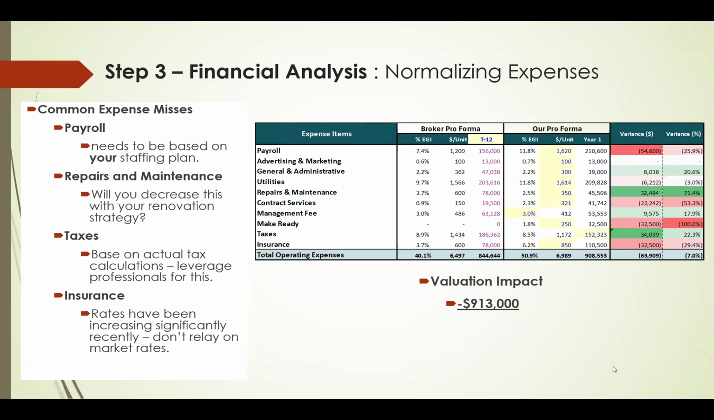So that first one there, payroll, this really needs to be based on your staffing plan. So the broker's pro forma was at $1,200 per unit per year, and we were at $1,620 per unit per year. This was based on an actual staffing plan and building out a budget for that staffing plan. The property was actually performing at about $1,600, and the broker's thoughts were you could probably lose one of the maintenance techs. And we just didn't agree with that. We actually confirmed with a property management company in this market that they would have agreed with our staffing plan. So there was a big discrepancy there.